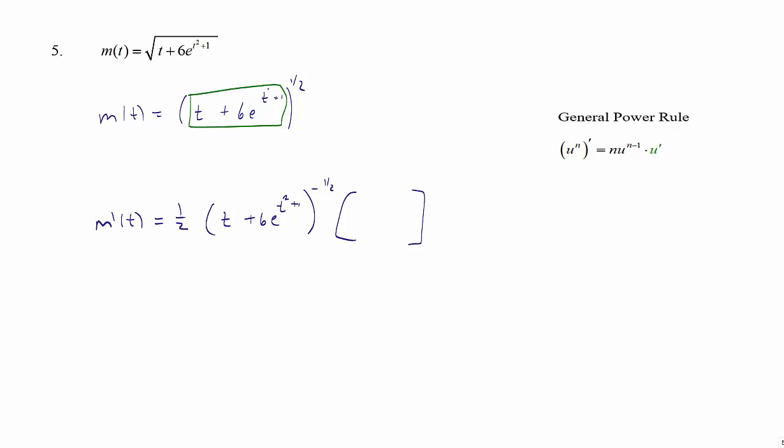So notice again that here I have e raised to some power, so we're going to be using our general exponential rule for this piece of it. So taking the derivative of my u, the derivative of t is 1, plus 6 times, now when I take the derivative of e to the t squared plus 1, I get e to the t squared plus 1 times the derivative of my exponent, so times 2t. And there's my answer, again, not simplified.